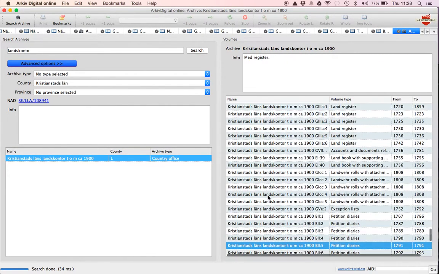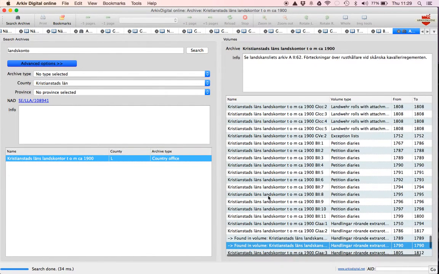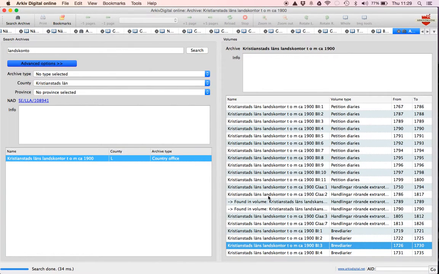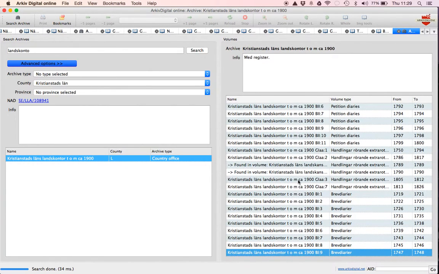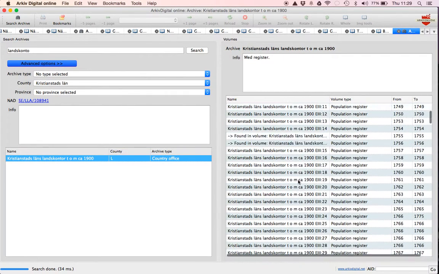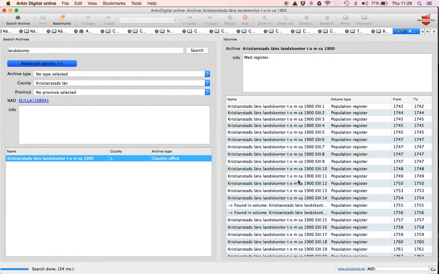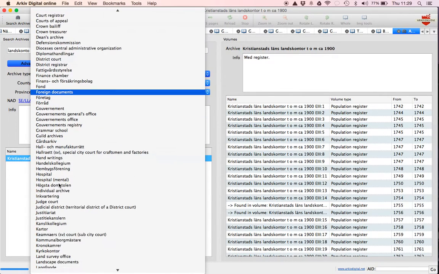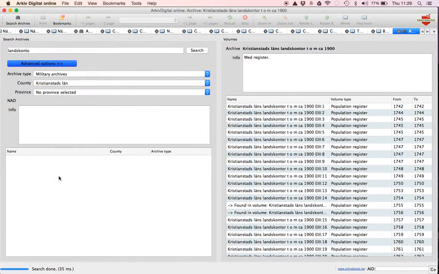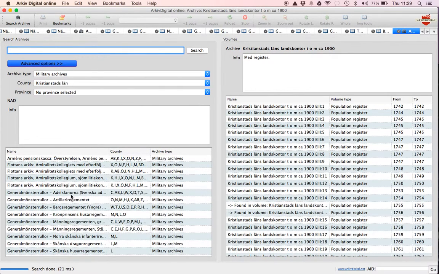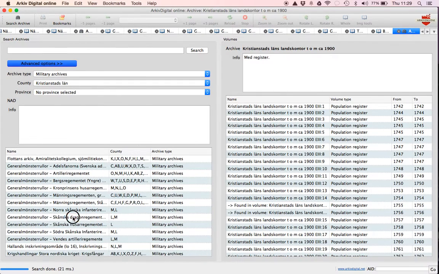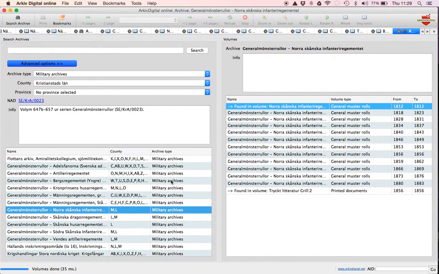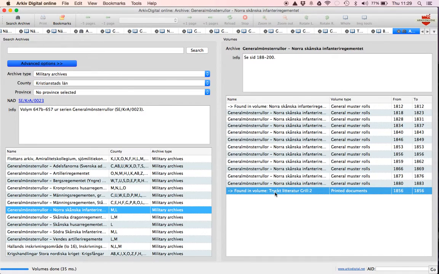What could I say? Yeah, I have to learn. But to summarize, excellent records for militaries. Military archives. You have the general muster roll. And then you have, in this case, Norra Skånska Infanteri. They have a reference to grill, which I learned today.